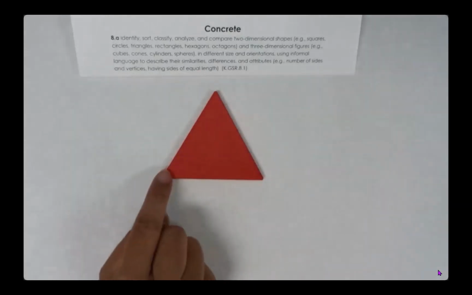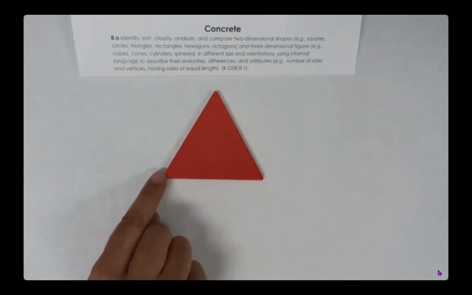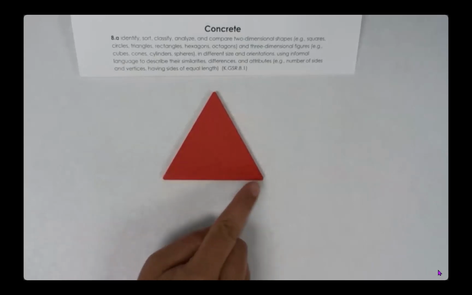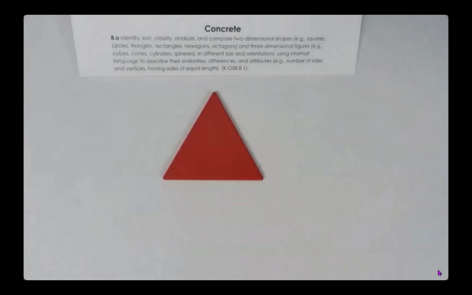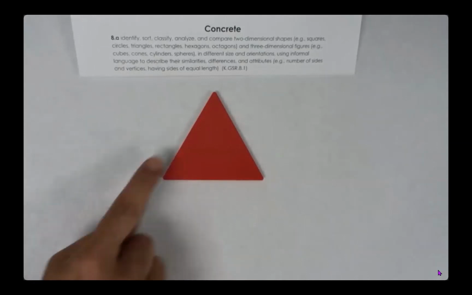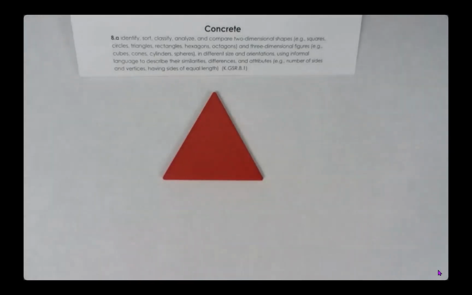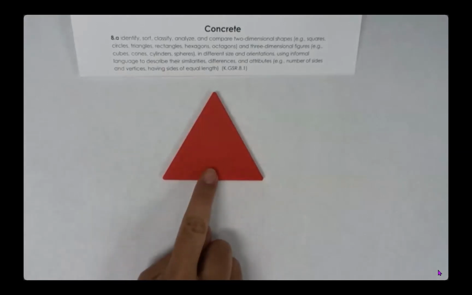I'm going to teach students that the points or the corners where 2 sides meet is called a vertex. And this triangle has 1, 2, 3 vertices. So anytime I see a shape that has 3 sides and 3 vertices, it's called a triangle. So that comes with the identification piece as we're teaching those flat shapes.